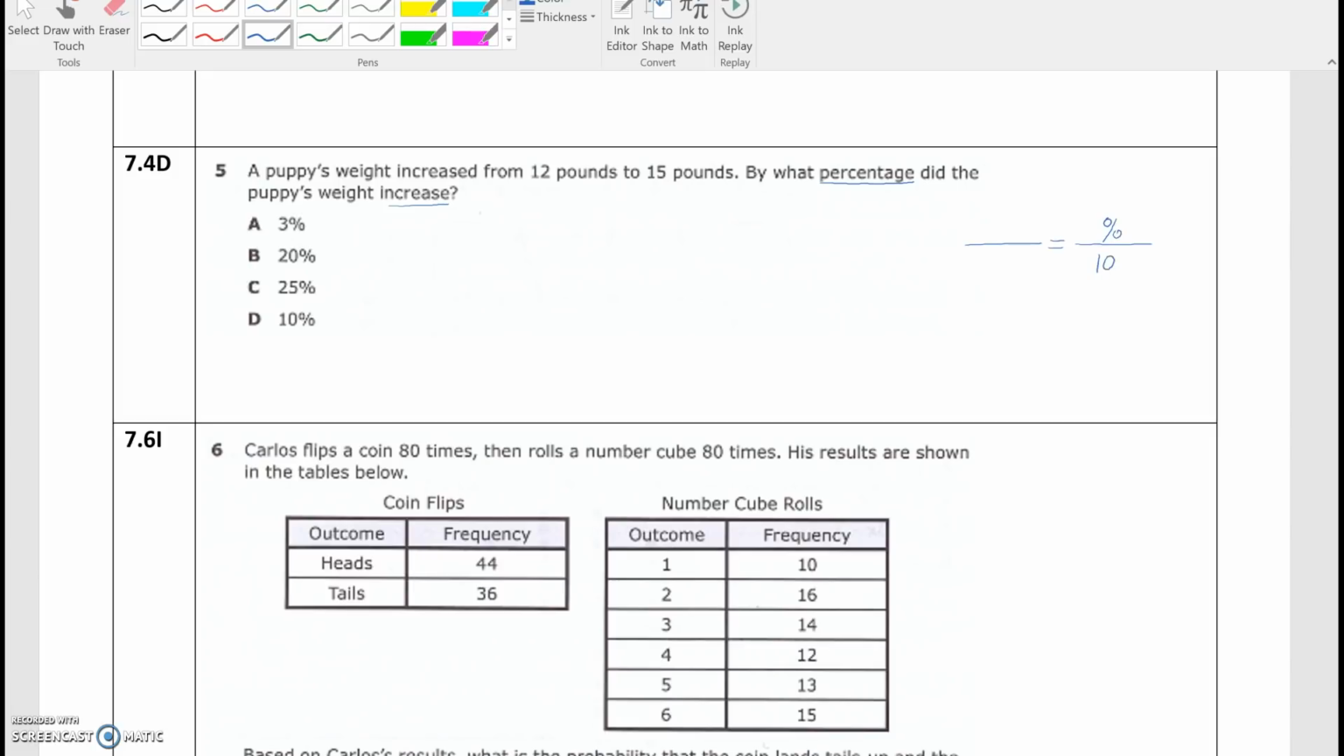We still have our percent over 100, but we have change over original is percent over 100. To find change, you're going to do the big minus the small, okay? And remember, our original, if it says from blank to blank, our original is our starting point, right? So from 12 to 15, where did the puppy start at? Okay, so go ahead and solve your proportion to find your percent.